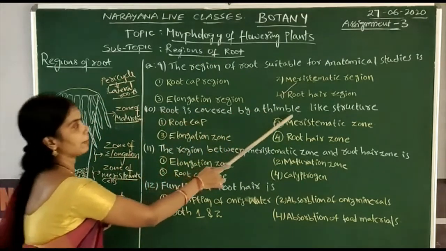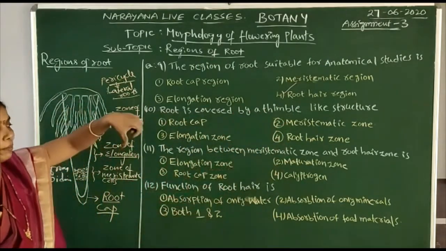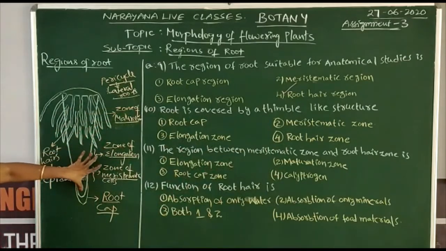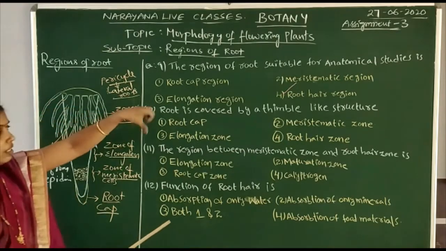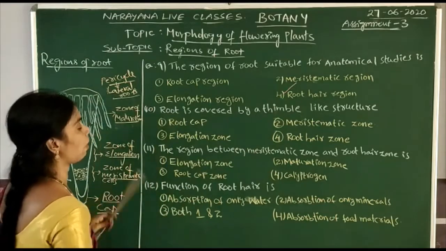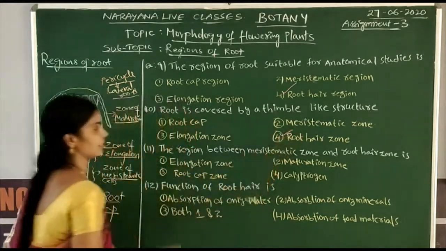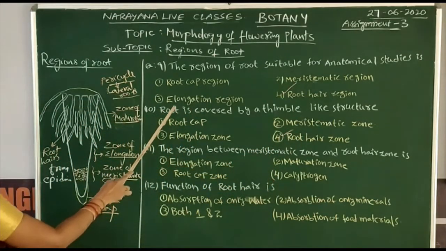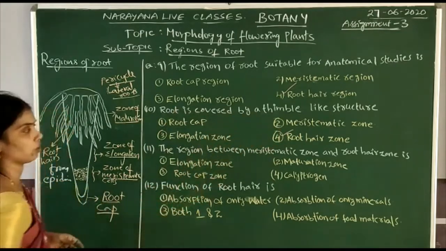Root is covered by thimble-like structure, means this shape. You can see thimble-like structure in these regions of root here at the root cap region. So thimble-like means like this. So thimble-like structure is found in root hair region or root hair zone. So 10th question option is 4.